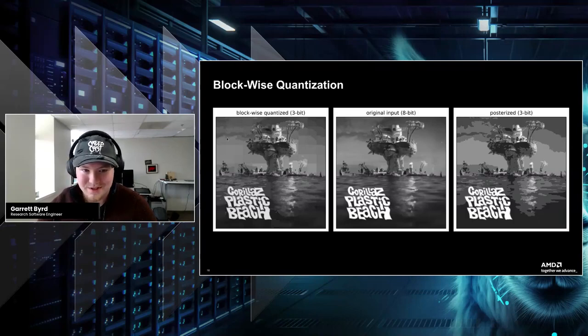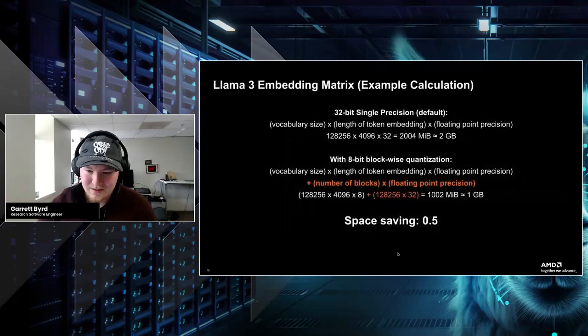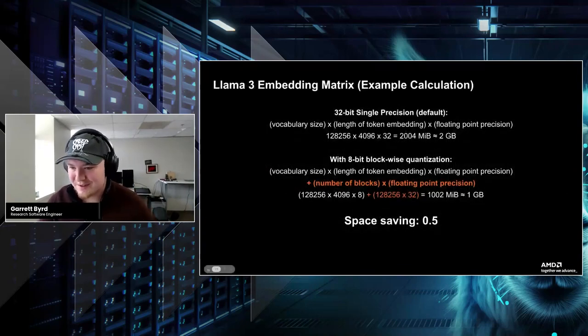Whereas in blockwise quantization, we get a much more nuanced depiction, say in the water and also in the sky. Even though you can tell where these blocks are being applied, much less information is being lost. And so we can do a simple calculation here. It maybe doesn't tell the whole story, but it's a good calculation to do nonetheless.